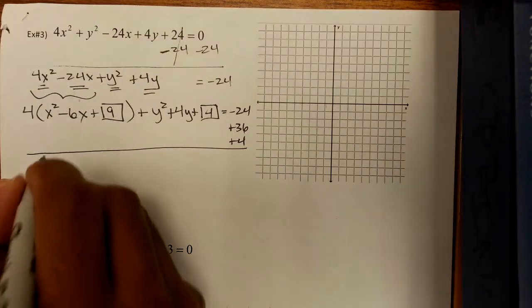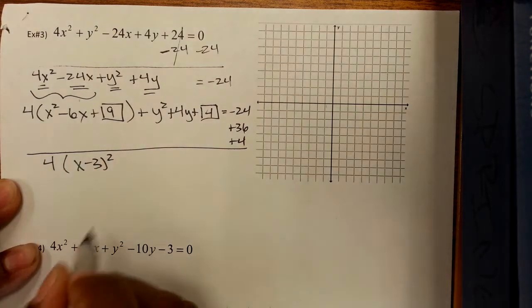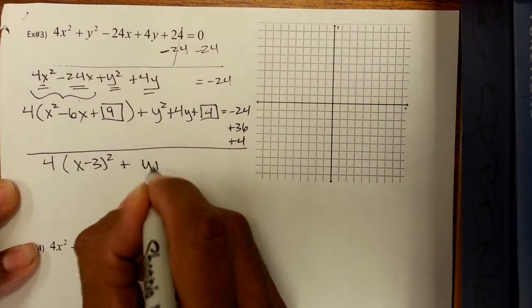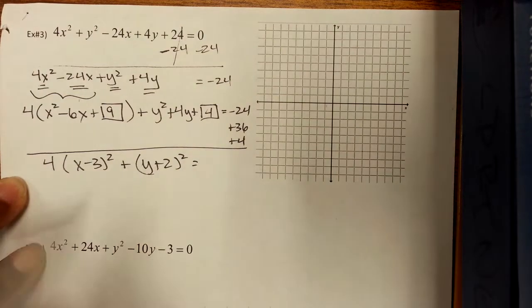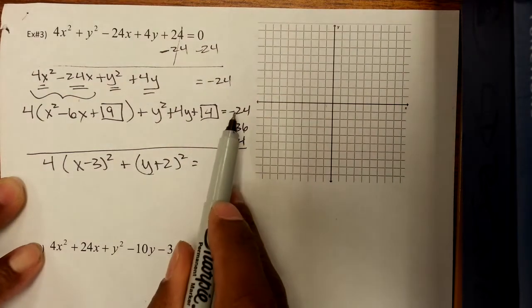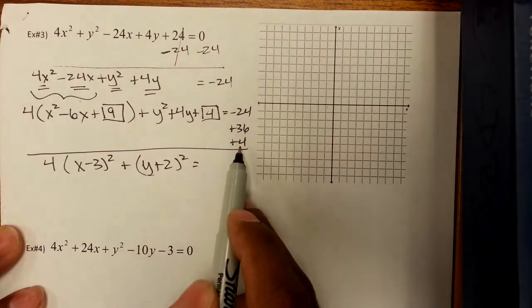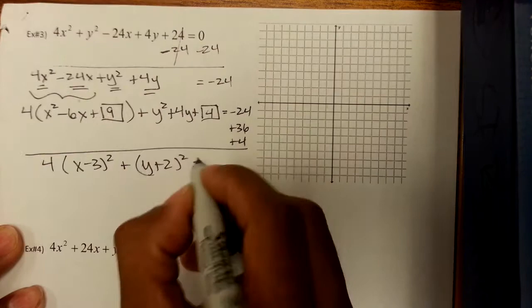Left hand side, I could factor. I'm going to have 4 times the quantity x minus 3 squared. With my y's, I could factor that out to be y plus 2 quantity squared. Now the right hand side, what I could do is negative 24 plus 36 plus 4. 36 plus 4 gives me 40. 40 minus 24, 16.